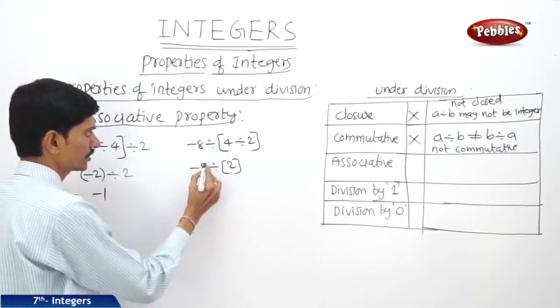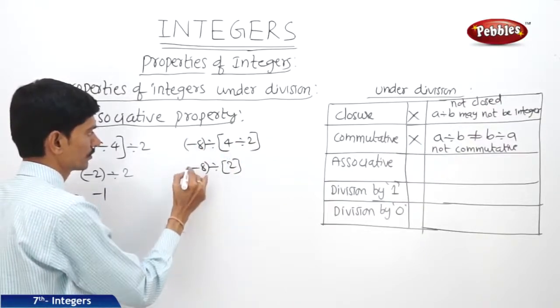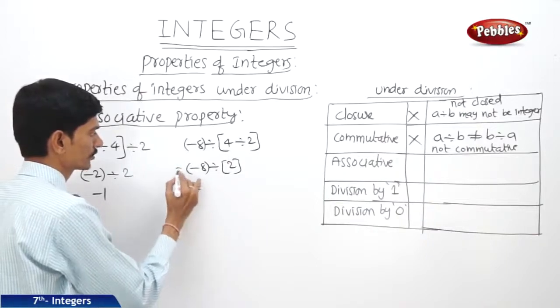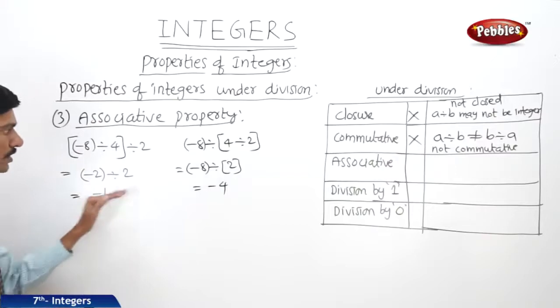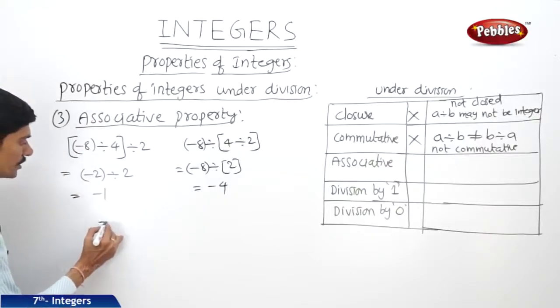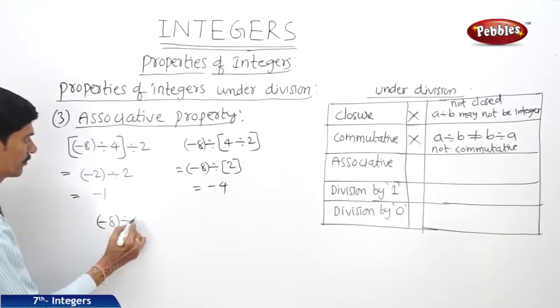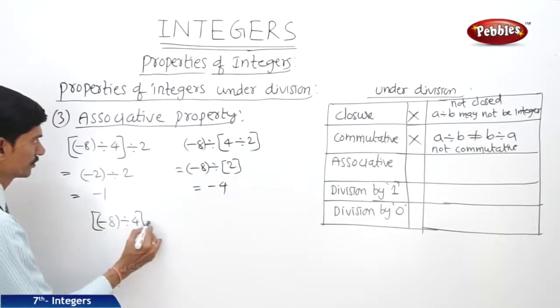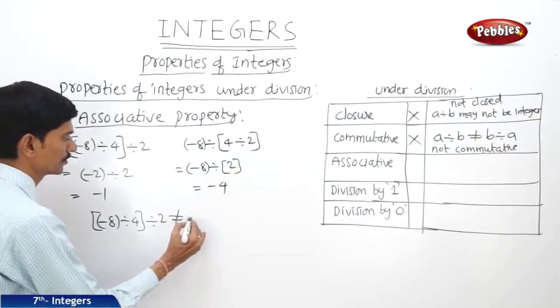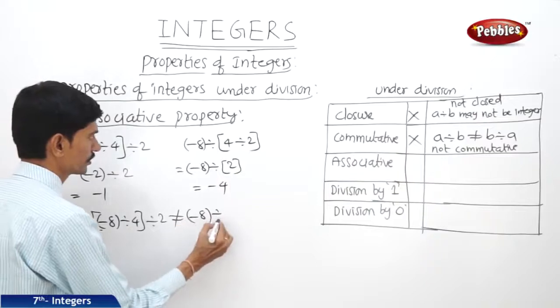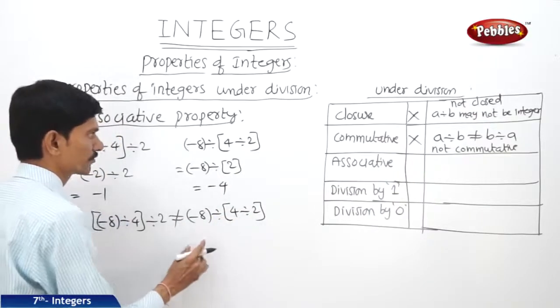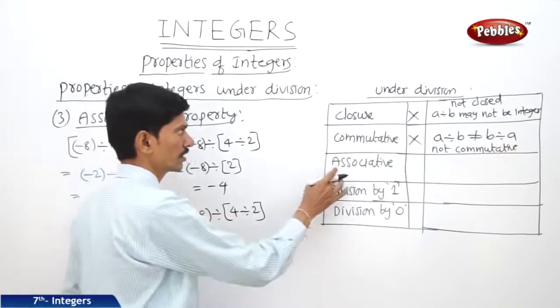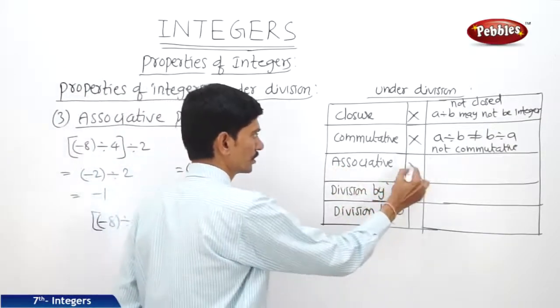And in the second case, 4 divided by 2 is 2. So here minus 8 is divided by 2, then we get the quotient as minus 4. So we got different results in the two cases. So we can write that minus 8 divided by 4, which is divided by 2, is not equal to minus 8 divided by 4 divided by 2. So we can write that integers are not associative under division.